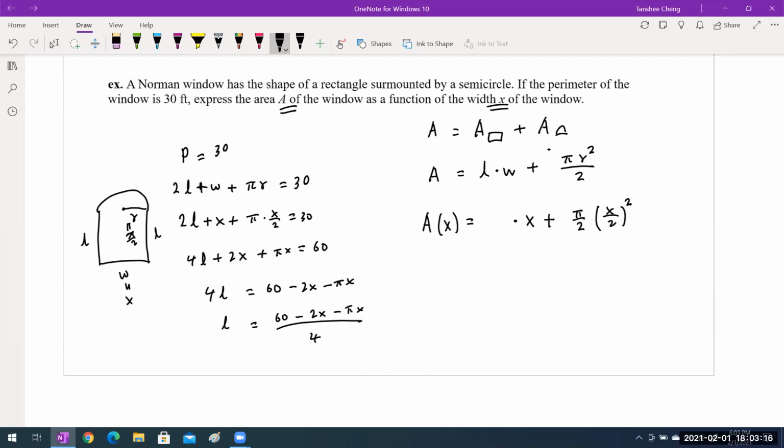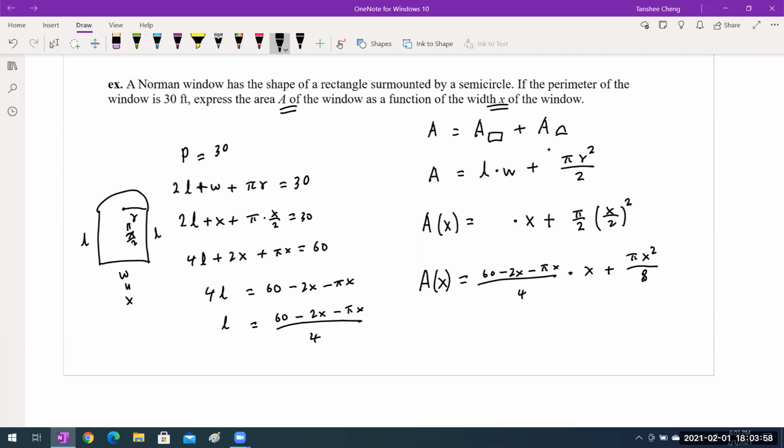So when I substitute it into this portion, my answer will be the area function. The area of this window represented by the width is going to be 60 minus 2x minus pi x all over 4 times x, plus, when I simplify a little bit right here, when you square it, it will be x squared over 4. So it will be pi x squared over 8. You can simplify further, or you can stop right here. It's really up to you.